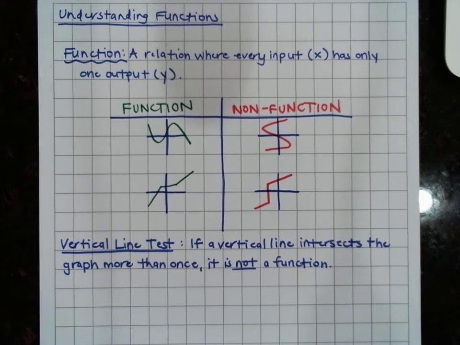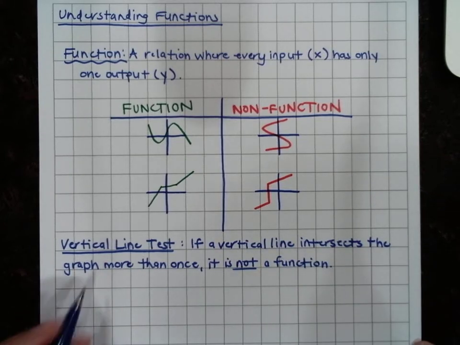Okay, so we're going to also look at tables. And when you look at a table, each input can only have one output.